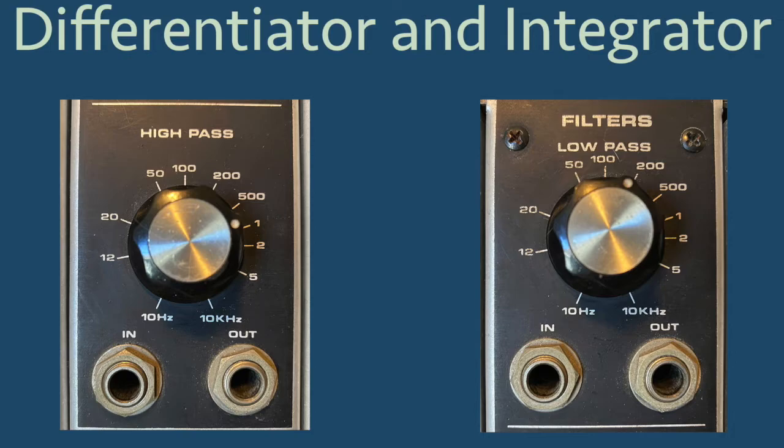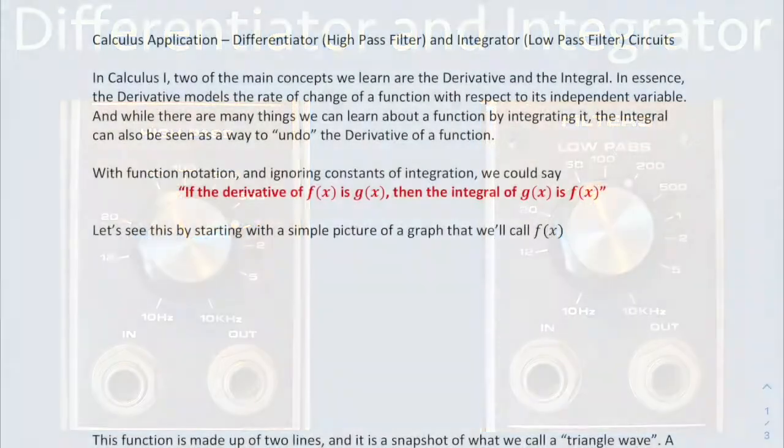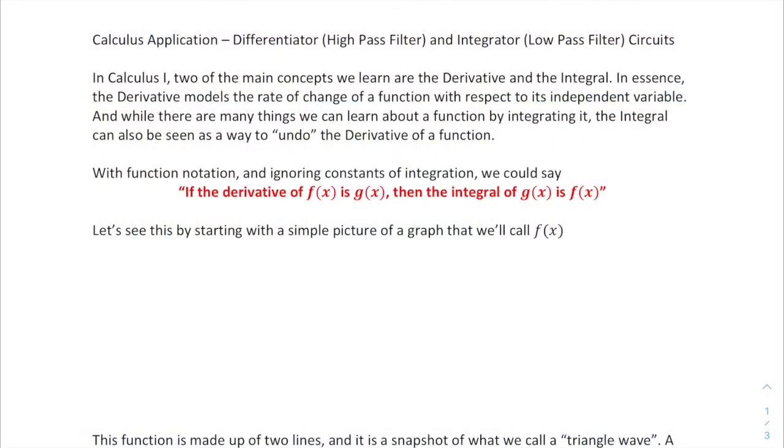In this video, we're going to look at an application of calculus with what are called the differentiator and integrator circuits, also known as the high-pass filter and low-pass filter. In Calculus 1, two of the main concepts we learn are the derivative and the integral. In essence, the derivative models the rate of change of a function with respect to its independent variable, and while there are many things we can learn about a function by integrating it, the integral can also be seen as a way to undo the derivative of a function.